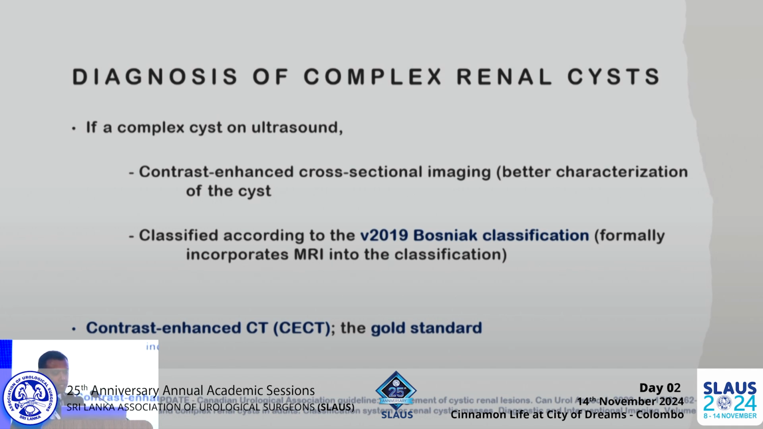If you diagnose a complex renal cyst on your ultrasound scan, obviously the next step is to move ahead with a cross-sectional study, and that will help you to characterize the cyst in detail. Thereafter you need to apply the version 2019 Bosniak classification to decide what to do. Contrast-enhanced CT has remained the gold standard despite all the other imaging modalities, but one has to realize there is significant inter-observer variability.